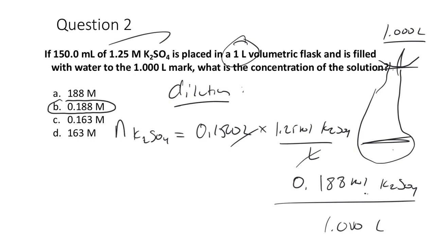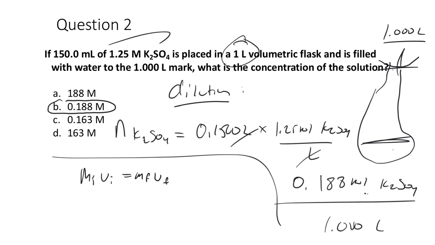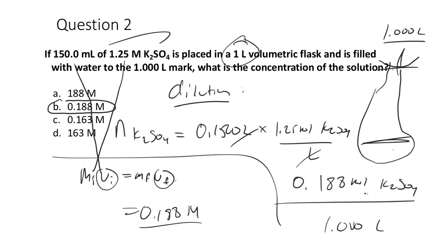Now, an alternate approach would have been to use the dilution equation, MiVi equals MfVf. If we want to use this equation, we can just plug in the initial molarity, the initial volume, and then our final volume. Just match these units up so they're both in liters or milliliters. So I'll keep it as 1.25 times 0.15 divided by 1 gives me my answer of 0.188 molar. So equations work too, but we just have to know how to use them.